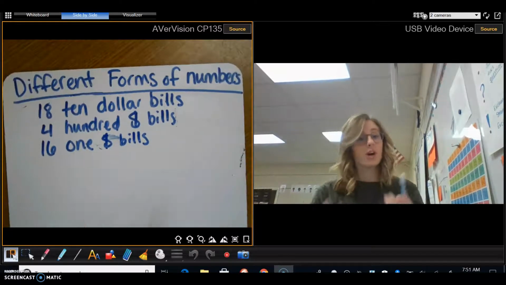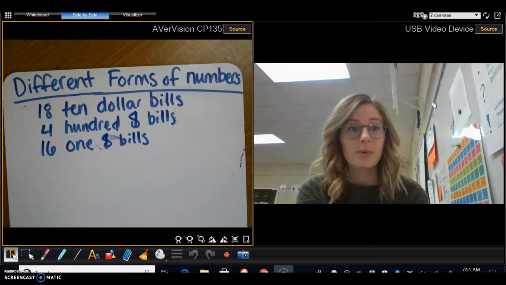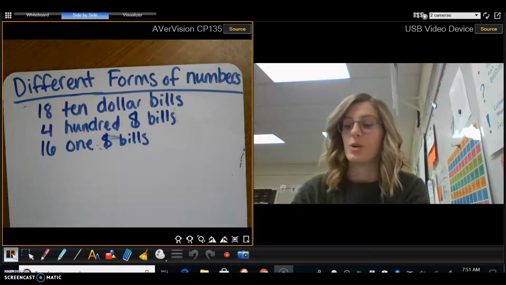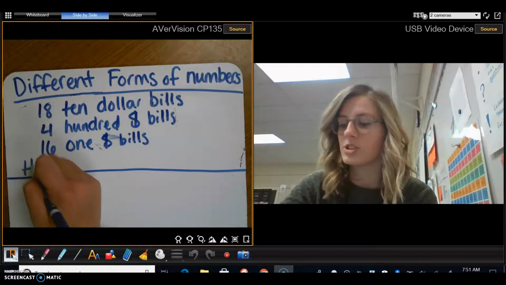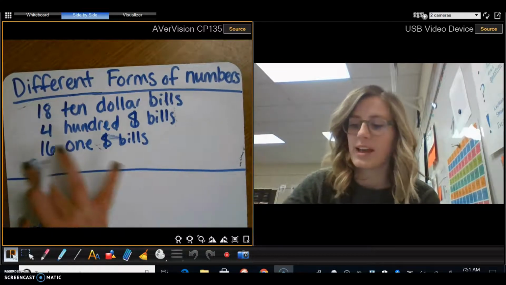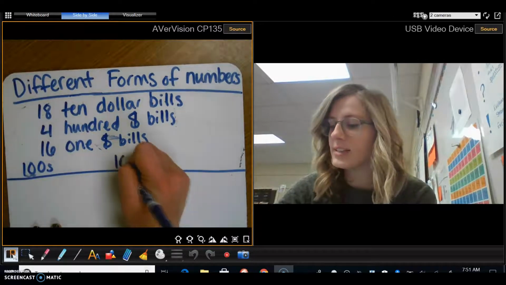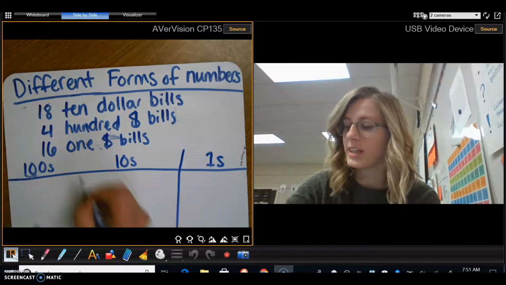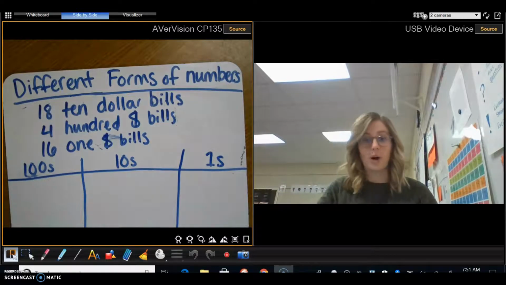You could either solve this with base 10 blocks, but I'm going to use my place value disc. Okay? And I want you to do this too. So I'm going to make a little chart. So I have my hundreds, tens, and ones. I'm going to move them just like this. So I'm going to start with my ones section.